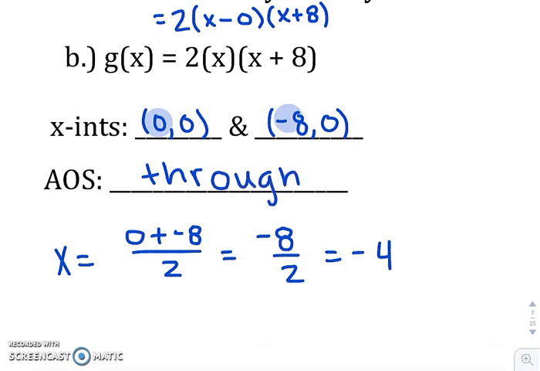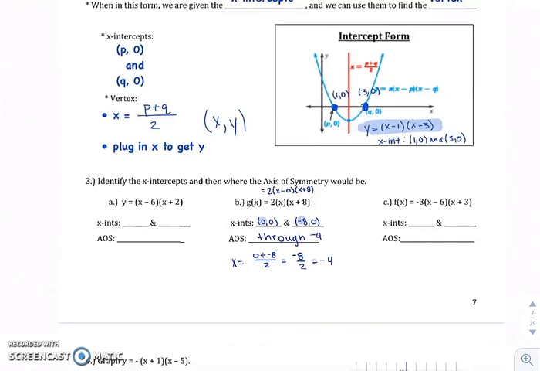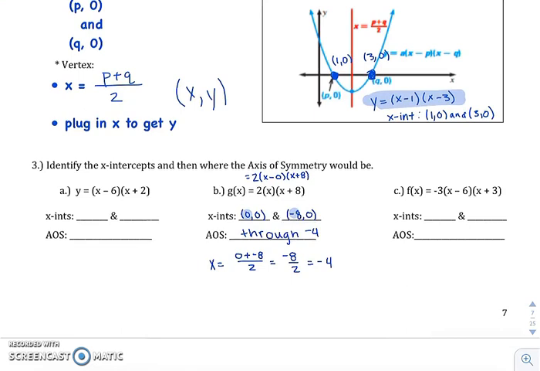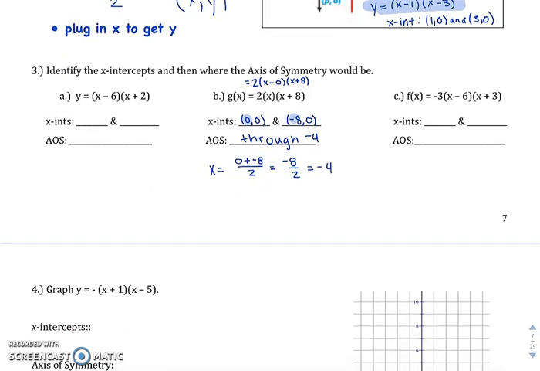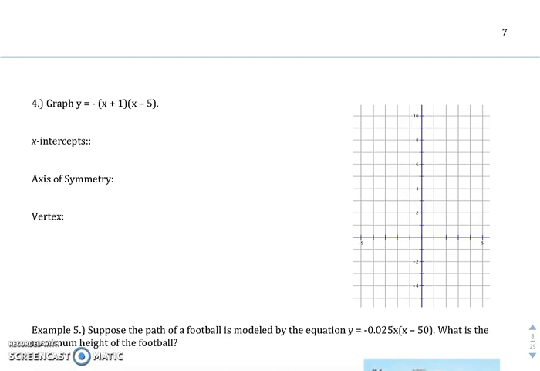So go ahead and try the other two. They give you the x-intercepts essentially. You just pull them right out and then algebraically find the average of them, or the middle of them, where that axis of symmetry would be. We do still want you guys to be able to graph one of them. So let's look at number 4.